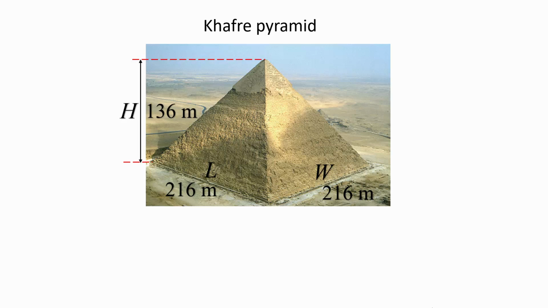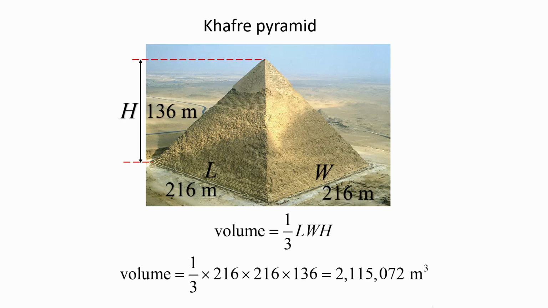What we are interested in is what its volume is going to be. How can we work that out? If you've studied the topic of measurement, you might have come across the formula for the volume of a pyramid. What's the formula? There it is. The volume is a third times the length times the width times the height. And if we use the values that we have, the volume comes out to be approximately 2,100,000 cubic meters. Quite a lot of space there, isn't there?